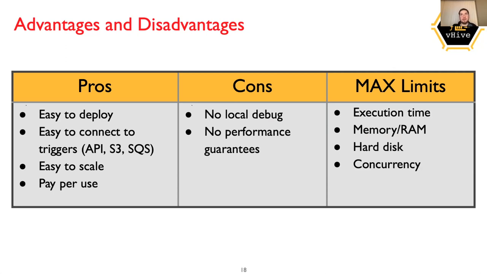For example, I mentioned that if you have a new lambda, it will be warm for 10 minutes, but that's not guaranteed. And it may change depending on allocation of resources within the AWS region. And there are a couple of limits which you have to keep in mind with Lambda. Its execution time up to 15 minutes, its memory, RAM, disk, and concurrency.